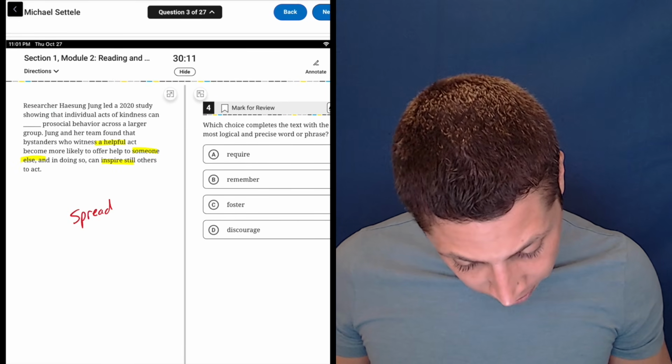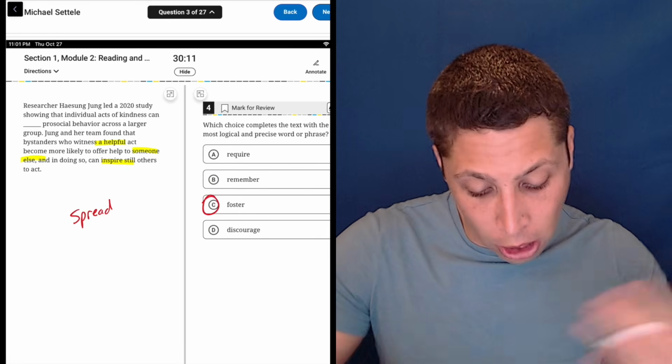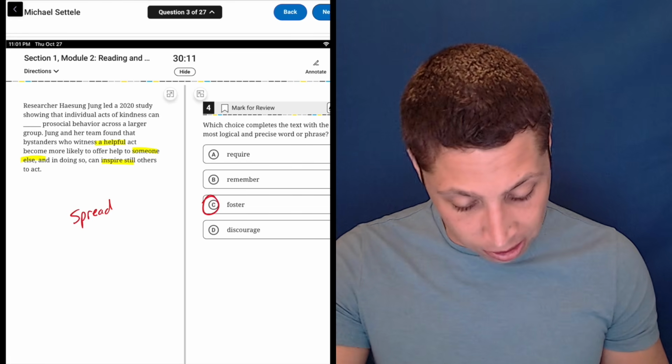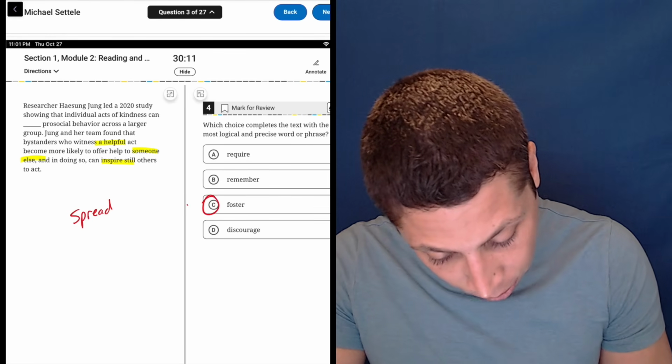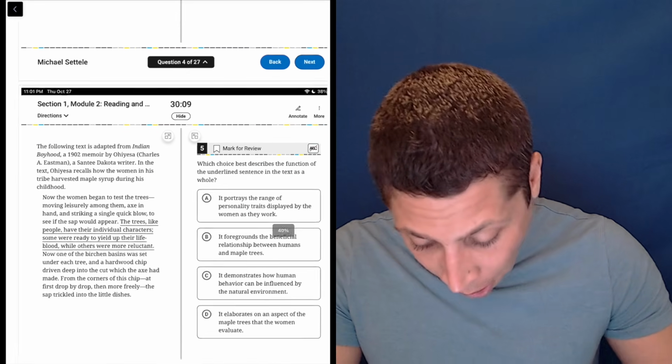Or can foster pro-social behavior. Foster means to help along, so foster, that makes sense here. It's a positive word, and that's what I need here. Okay. Yeah. All right, now we have a passage.